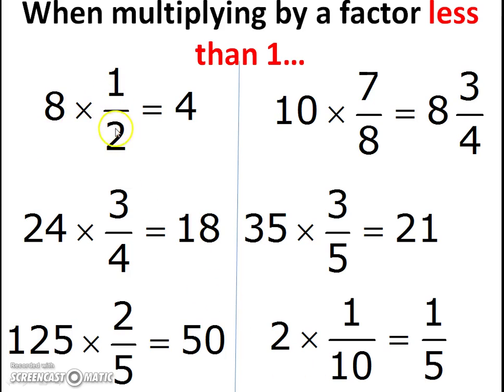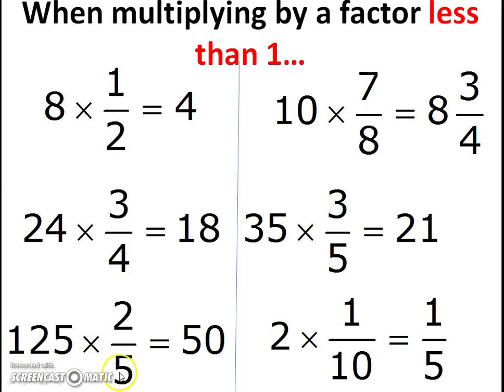8 times 1/2 equals 4. 4 is less than 8 because you are multiplying by a factor less than 1. 1/2 is less than 1. When multiplying 24 times 3/4, the product is 18. 3/4 is a proper fraction that is less than 1. Therefore, your product of 18 is going to be less than the original factor of 24.